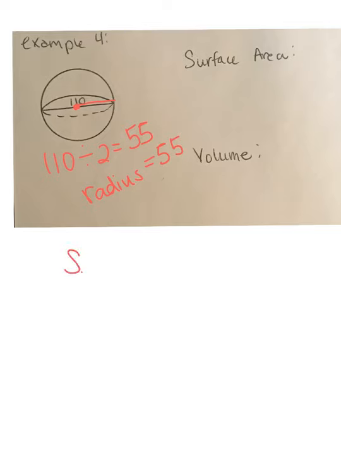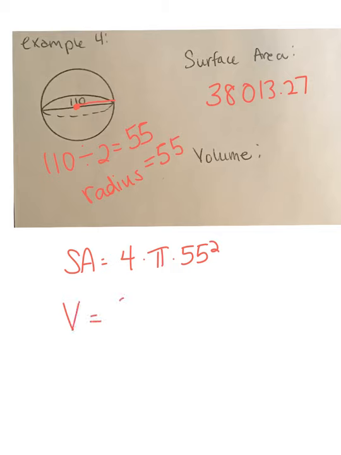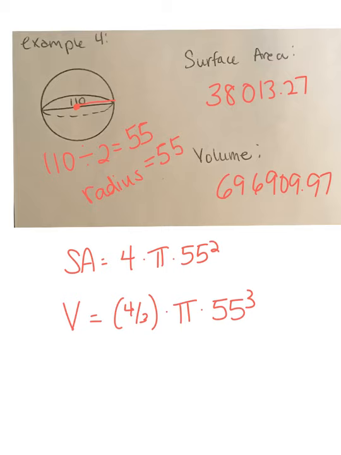So for my surface area, 4 times pi times 55 squared. In the calculator, that should have given you 38,013.27. Then I will do my volume, 4/3 times pi times my radius to the third power. And when you push that in, you should get 696,909.97. Obviously, 110 feet across or inches is a pretty big ball, pretty big sphere.